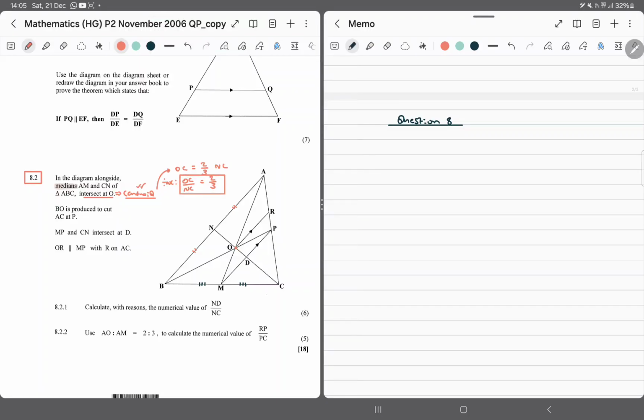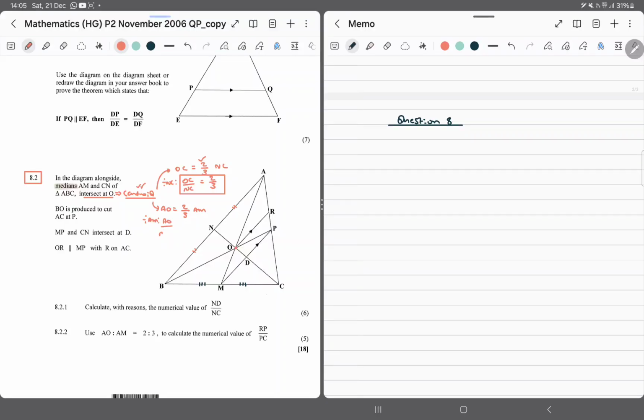Medians always do that. This ratio is inherent. Once we know that something is a centroid, then a median is divided into that ratio by the centroid. All right, so that is the story, guys. And of course the same would go for AM. We know that AO is 2/3 of AM.